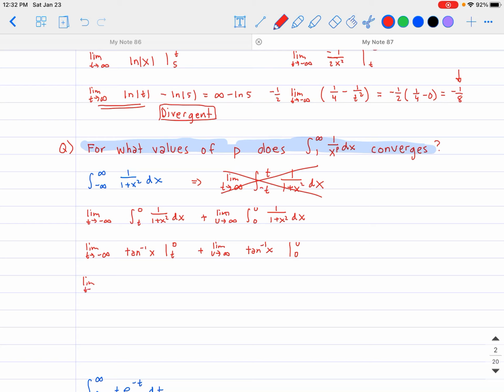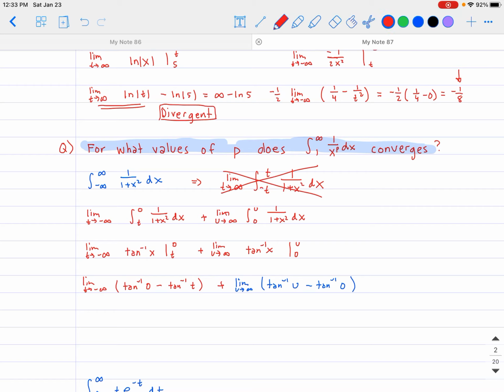Now let's solve for each part by plugging in. Limit as t approaches negative infinity, we get tan inverse of 0 minus the tan inverse of t. So that's the first piece. And then plus, and let me use a different color just to make it a little easier to see, limit as u approaches infinity, the tan inverse of u, minus the tan inverse of 0. Okay, so that's the other part. All right, let's solve for each one individually.